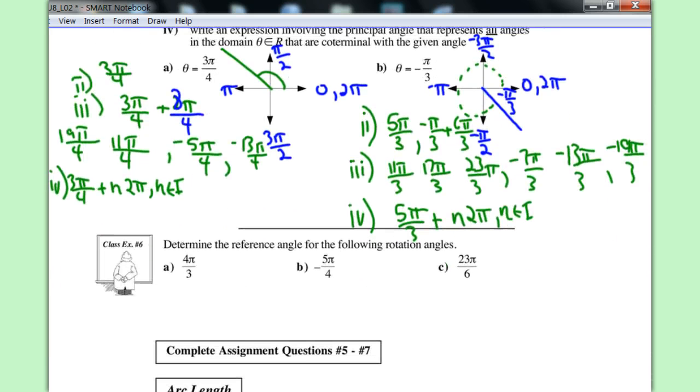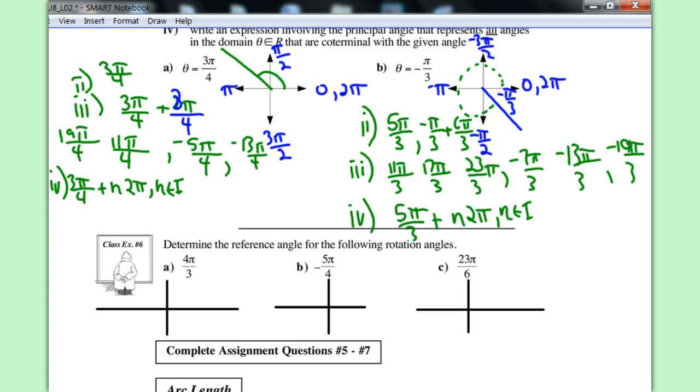Determine the reference angle for each of the following. Again, it's probably best if you just draw it. Draw each of these angles and find out their reference angle, just like we had in that previous chart. So when you have 4 pi over 3, where does that belong? Where does minus 5 pi over 4 belong? And where does 23 pi over 6 belong?